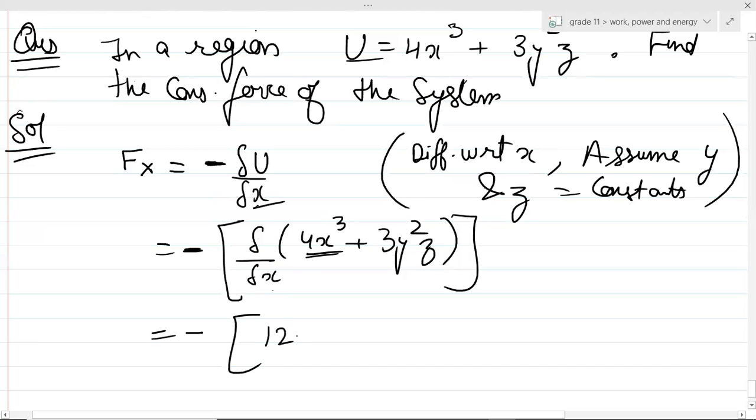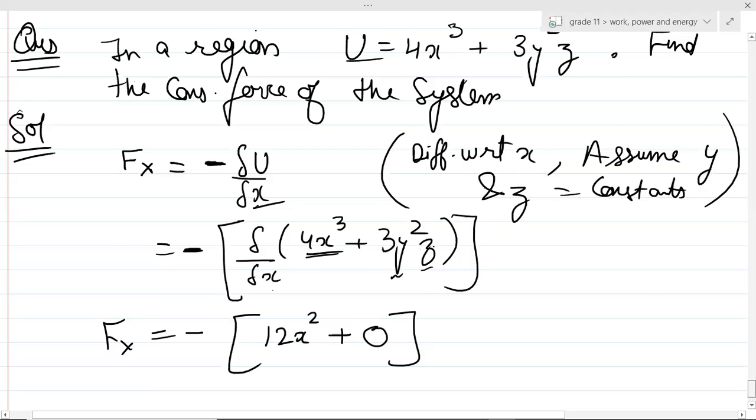12x square. 12x square plus, and now can you see this is having y and this is having z, right? So y and z we need to assume as constant. 3 is also a constant, then this whole term is a constant. And what is the differentiation of a constant with respect to x? Are you getting my point? I assumed the y and z as constant, so hence this whole term became a constant, and hence the differentiation of a constant term is 0. So this is the x component.